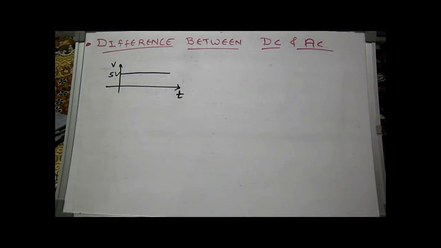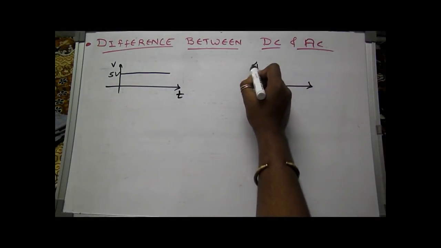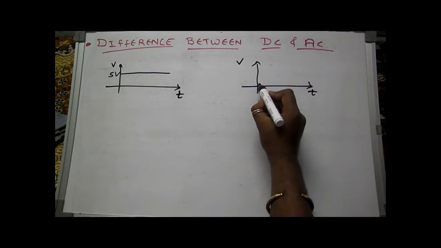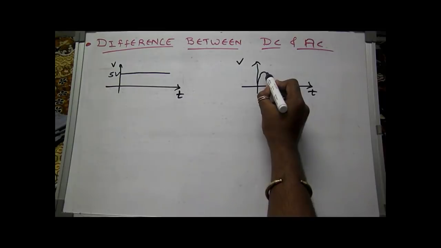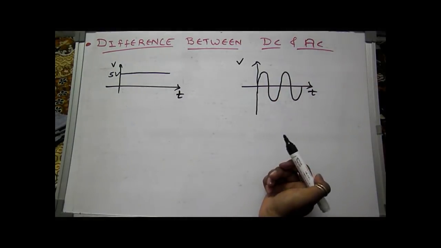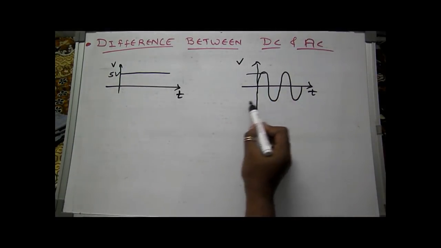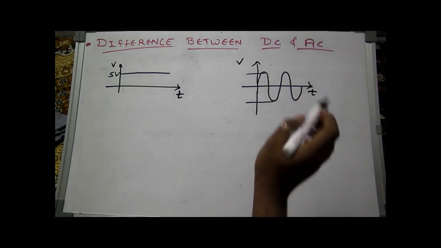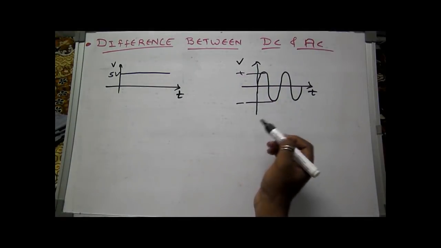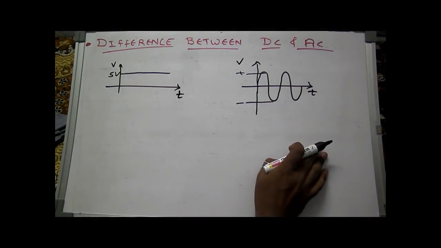But it's not the case in AC. If we draw a voltage and time graph like this, then in AC voltage will first go positive, then go negative. Again it repeats its cycle. This is AC. Here the voltage level first goes to the positive, then goes to the negative. This is called alternate cycles. This is positive and this is negative. Again it will go positive and again it will go negative, and it repeats itself.